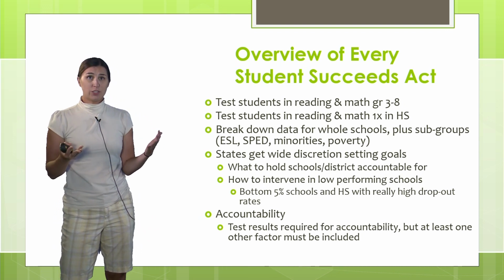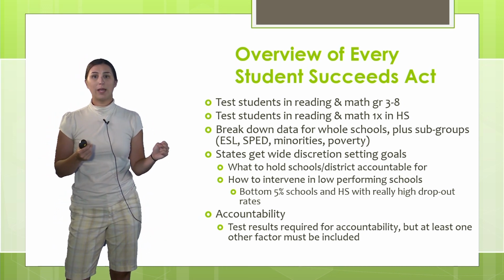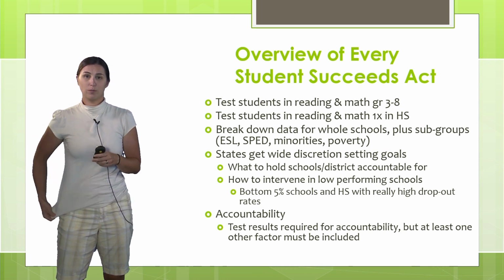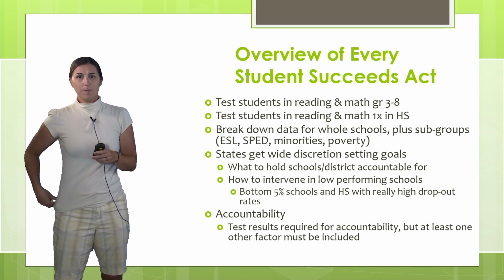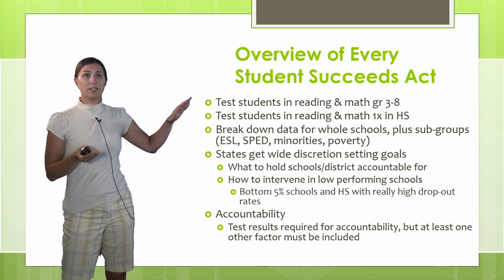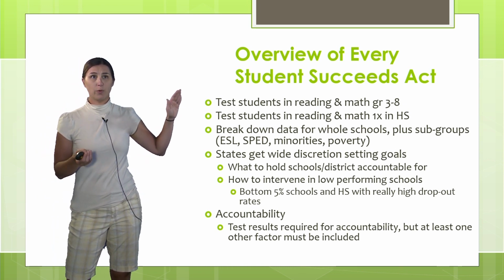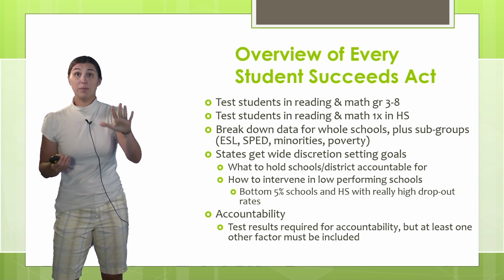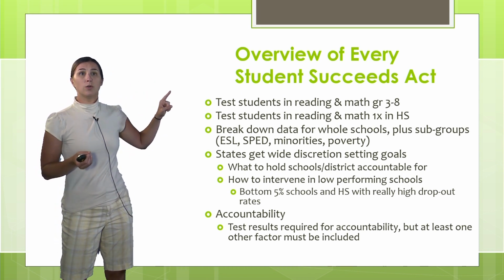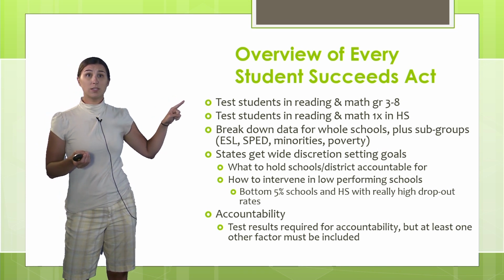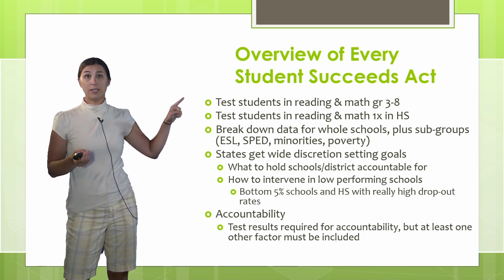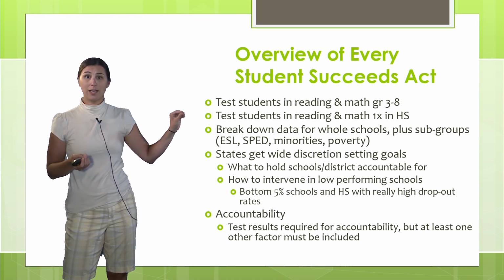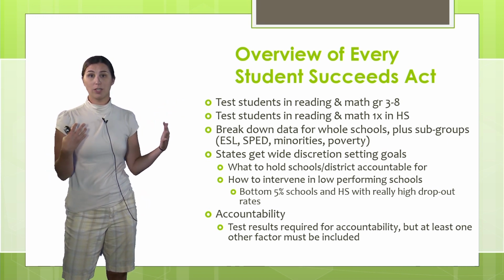So the Every Student Succeeds Act is a new act that's been put into place by Congress and by the current President, Obama. The federal government comes up with regulations, and then the state is responsible for saying, here's how we're going to meet those regulations. The federal government requires that all students be tested in reading and math in grades 3 through 8, and at least one time during high school, but it's up to the state how they want to do that.